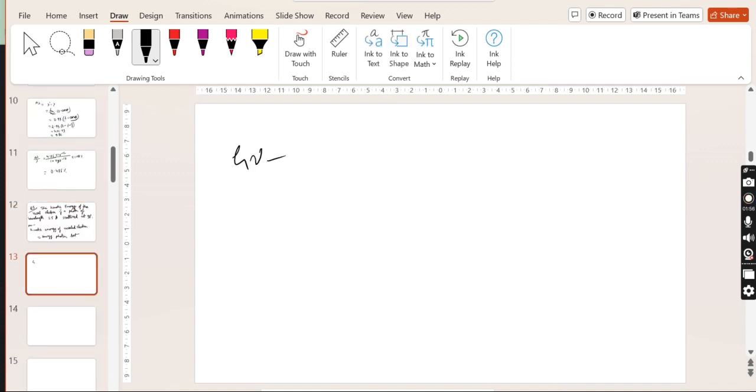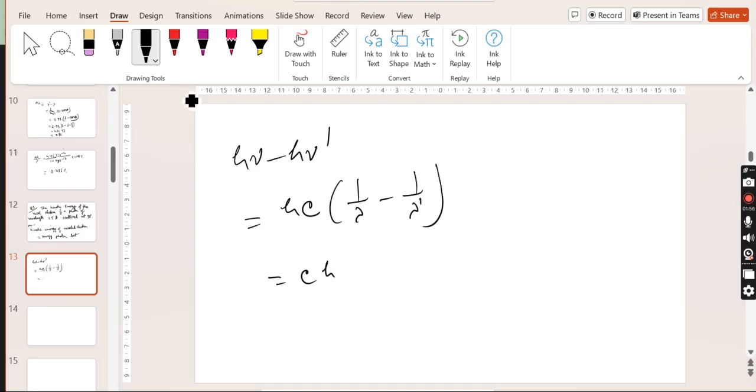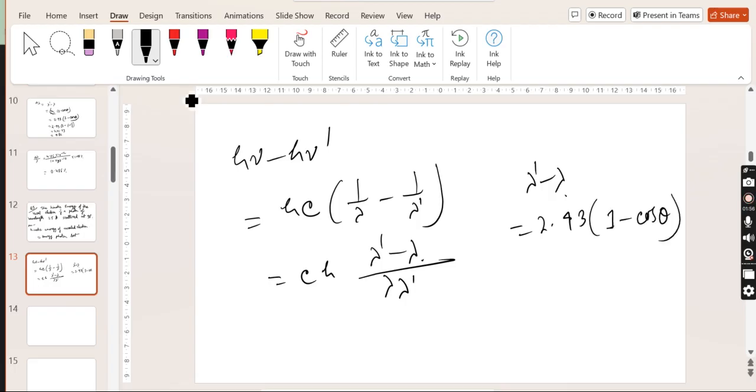So that is h nu minus h nu dash. So basically that is h into c, 1 by lambda minus 1 by lambda dash. So lambda dash minus lambda. We know lambda dash minus lambda is 2.43 into 1 minus cos theta. For theta is equal to 90 degree, cos theta is equal to 0. So lambda dash minus lambda will be 2.43. And now put all the values here.